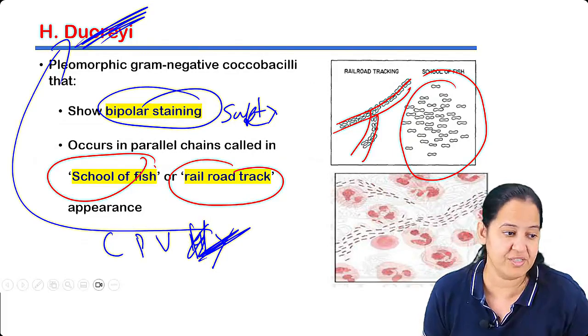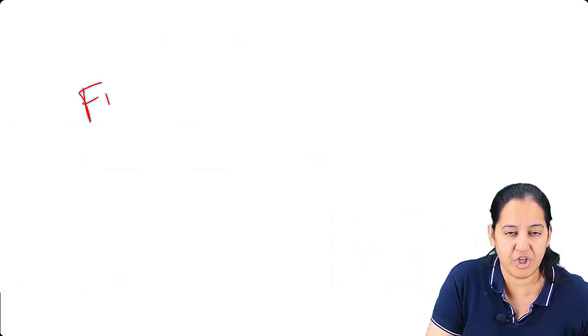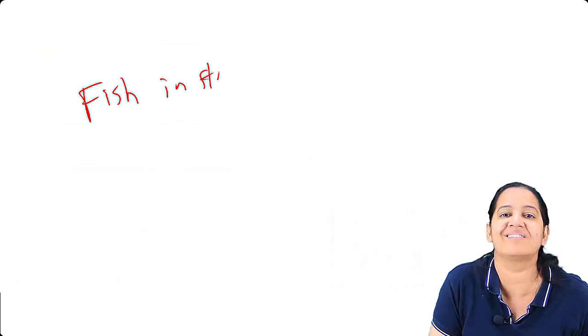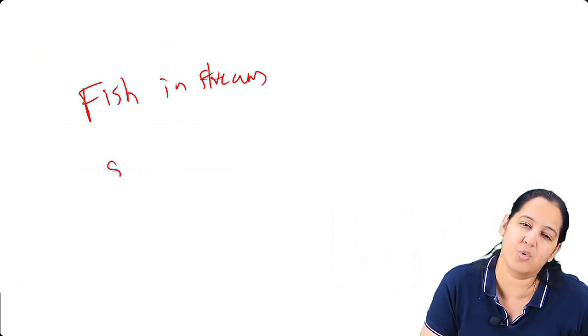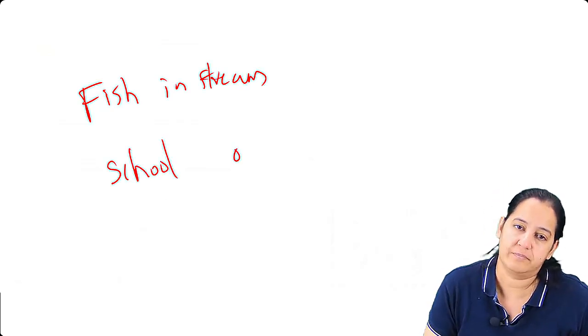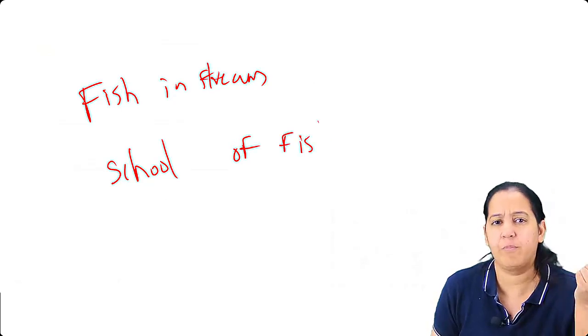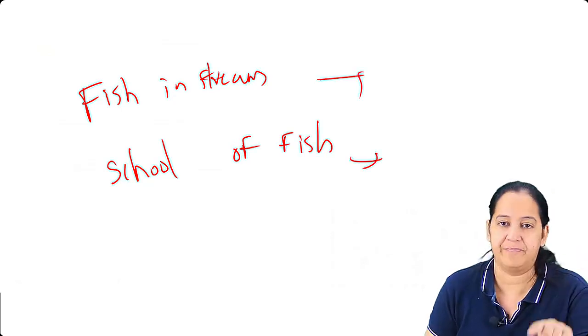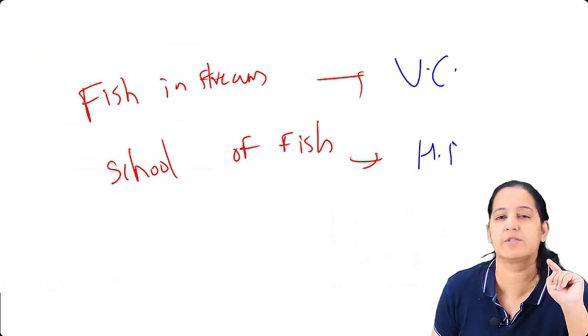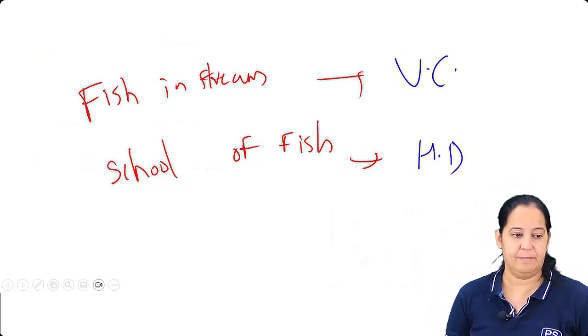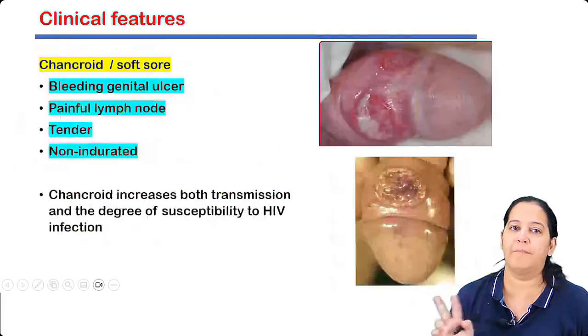It is not fish in stream. See the difference. If fish in stream comes in the question, what is the answer? And if school of fish comes in the exam? The meaning is the same, a group of fishes, but the wordings are different. Fish in stream is Vibrio cholerae. School of fish is Haemophilus ducrei. Please learn it. So these are the 2 appearances you have to learn.